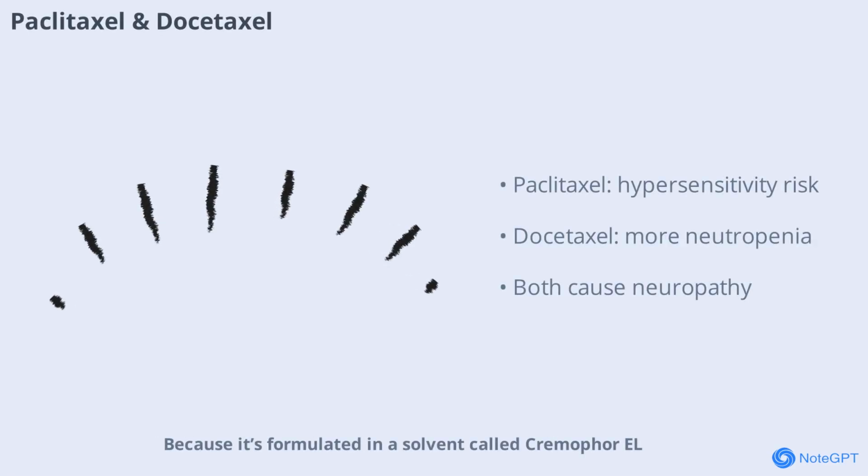Because it's formulated in a solvent called Cremophor EL, it carries a real risk of hypersensitivity reactions, so patients are premedicated with steroids and antihistamines. It also causes a classic stocking and glove peripheral neuropathy. Docetaxel is more potent than paclitaxel, tends to cause more neutropenia but less neuropathy, and is a key drug in prostate, breast, and gastric cancer.